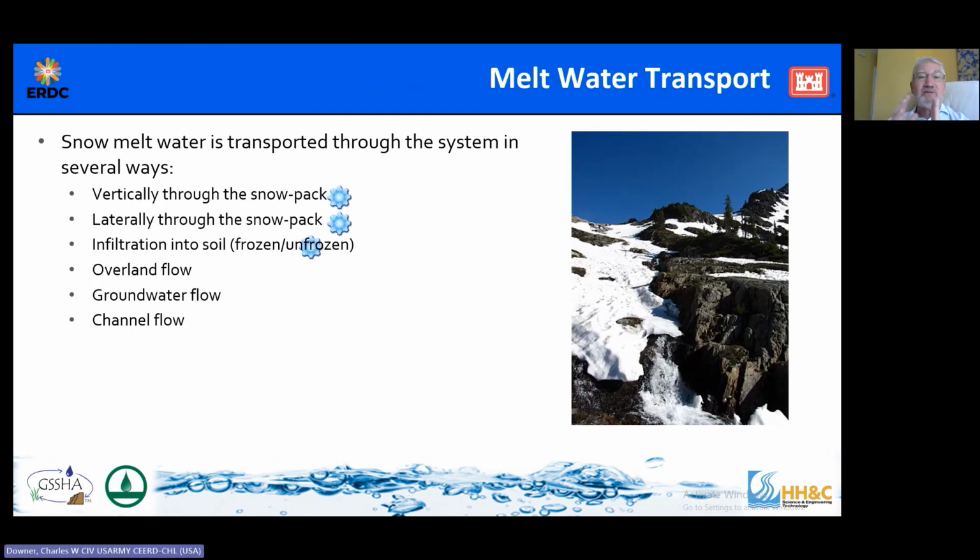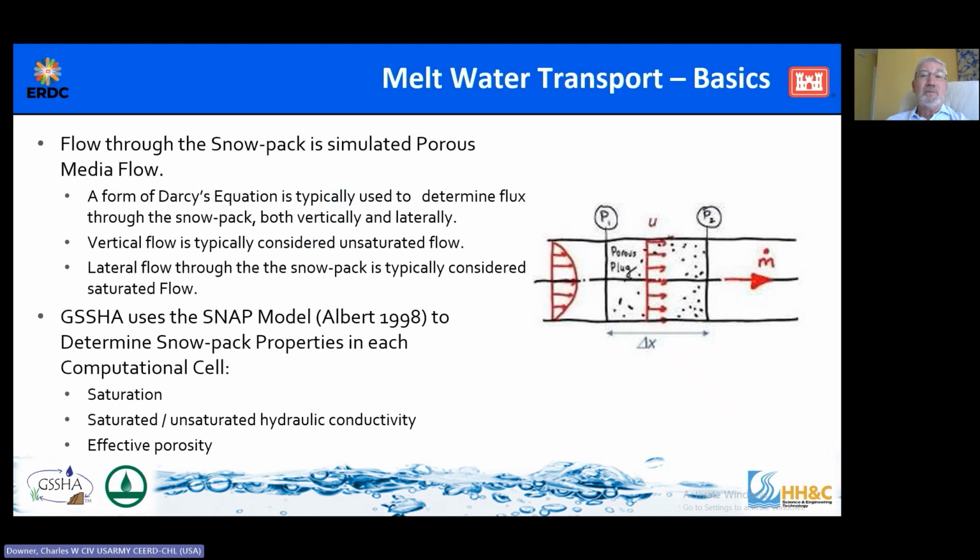So once you have some melted water, then you've got to transport it. Meltwater is transported through the system in several ways. It's got to go vertically through the snowpack. It has to go laterally through the snowpack. We can have infiltration into the soil. We talk a lot about that, frozen versus unfrozen soils. We get overland flow, we get groundwater flow, and we get channel flow. So we kind of have all the stuff we normally have, plus now we have a snowpack. So, meltwater transport basics.